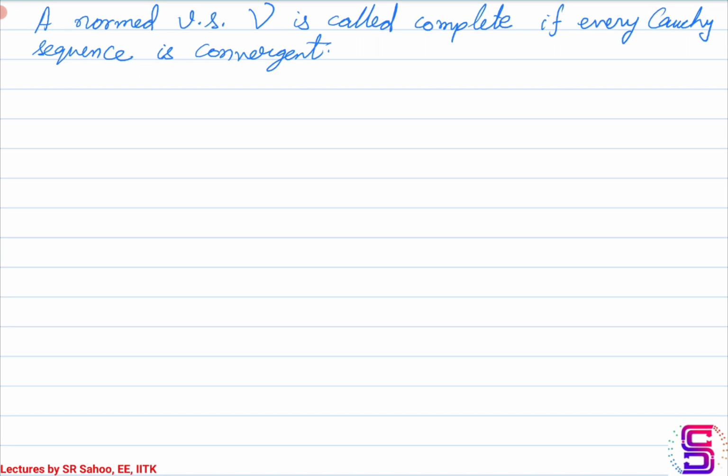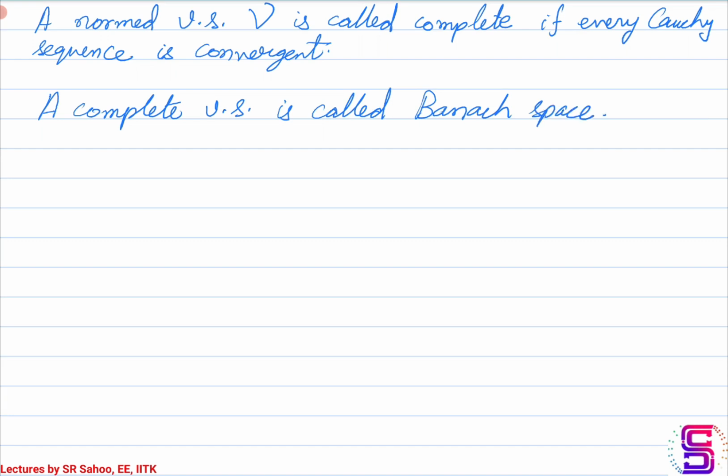And a complete vector space is called a Banach space. So basically, a Banach space is a vector space where all Cauchy sequences are convergent. Okay, examples of Banach space here are R, Rn. These are all Banach spaces over any definition of norm.